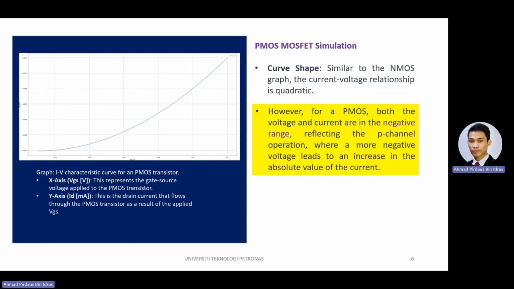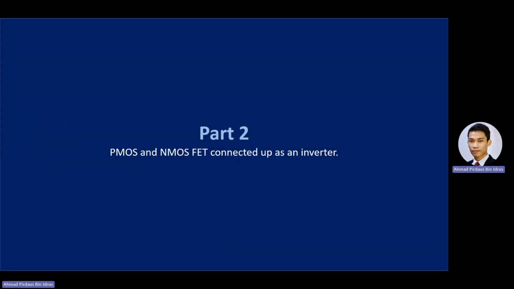And here is the PMOS MOSFET simulation. So the curve here is also similar to the NMOS graph. The current voltage relationship is quadratic. However, for a PMOS, both the voltage and the current are in the negative range, reflecting the p-channel operation, where a more negative voltage leads to an increase in the absolute value of the current.